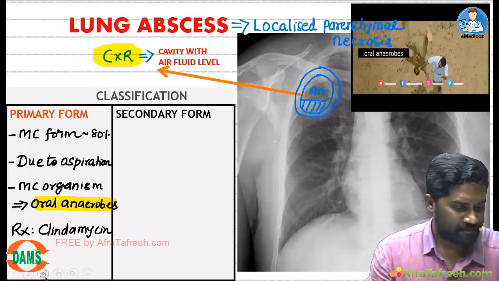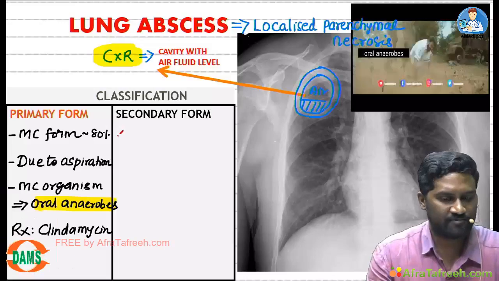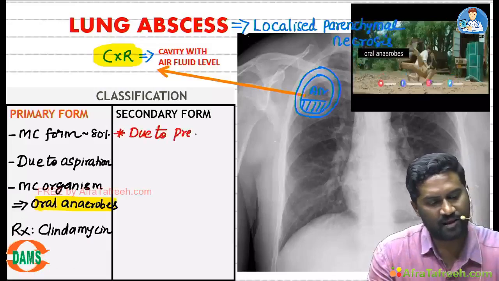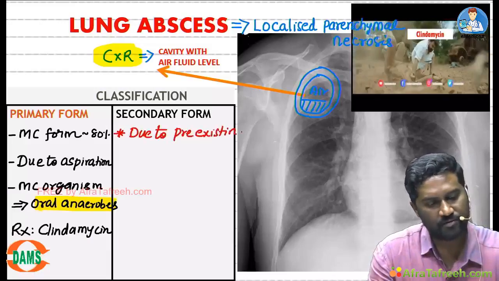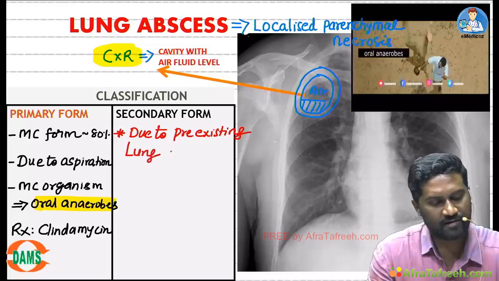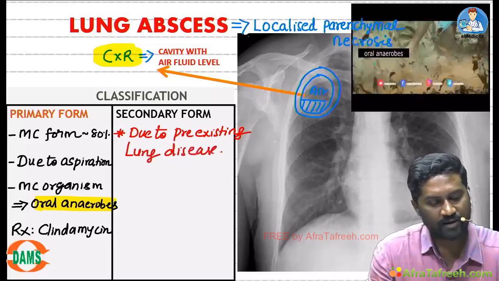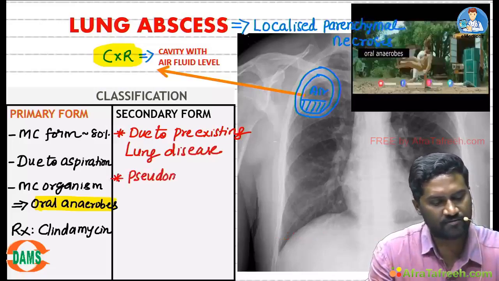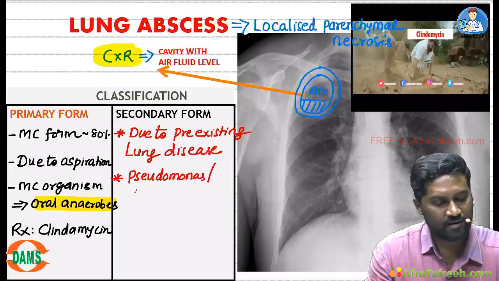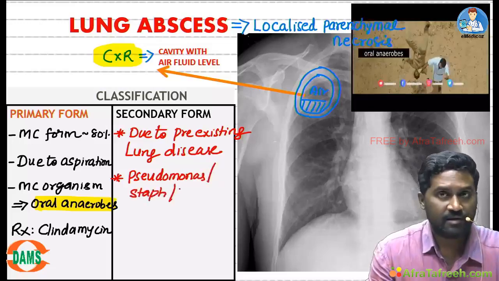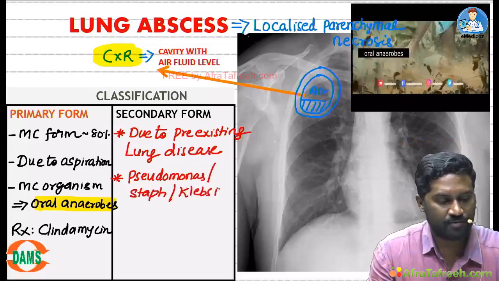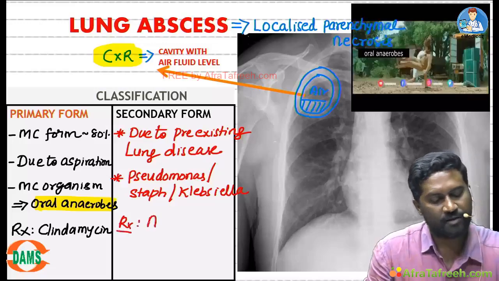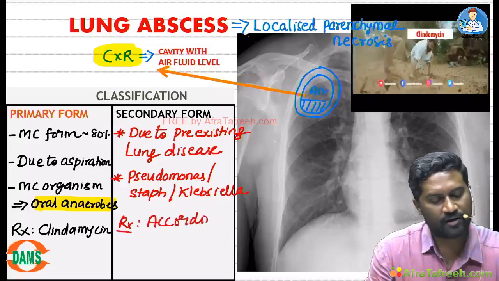Now secondary form, it is not due to aspiration. It is due to some pre-existing lung disease that can complicate as lung abscess. Here the organisms can be either Pseudomonas, staph or Klebsiella, and treatment will be according to organism.